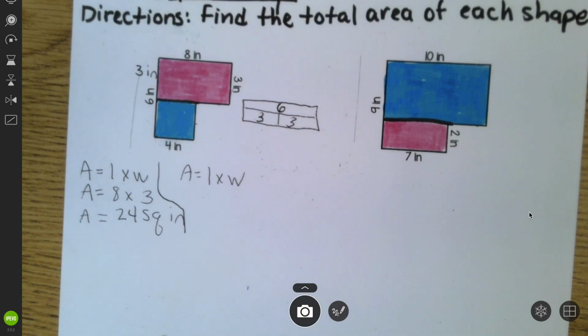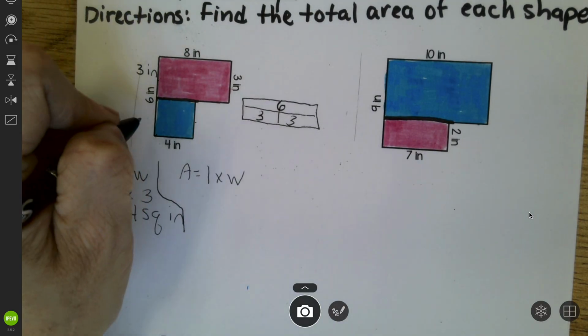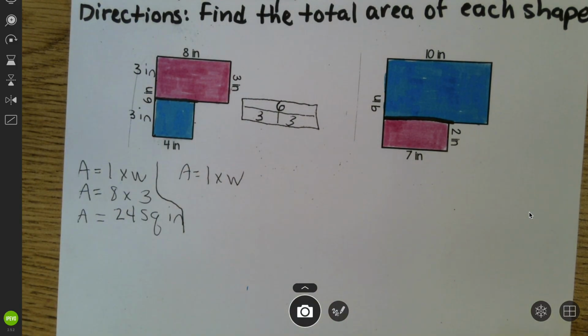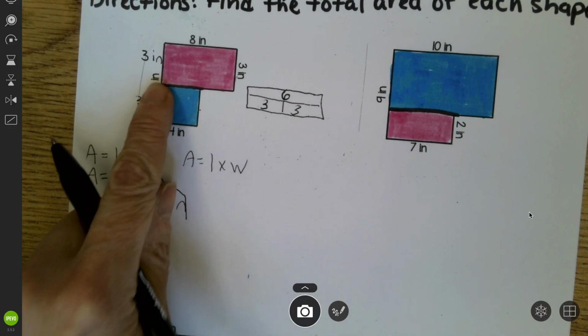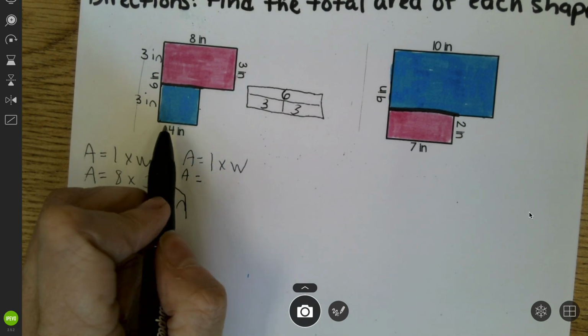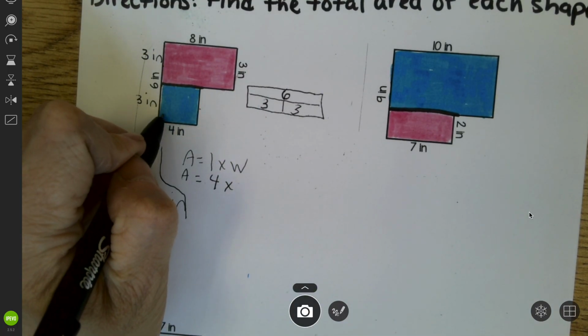3 and 3 is 6. 6 minus 3 is 3. So this is also 3 inches. So now I have my length and my width. So I'm going to fill in my formula. Area equals my length is 4, the longer side, times my width is 3.